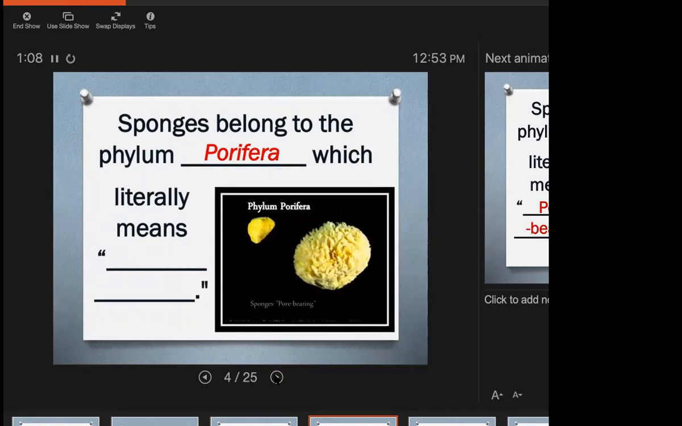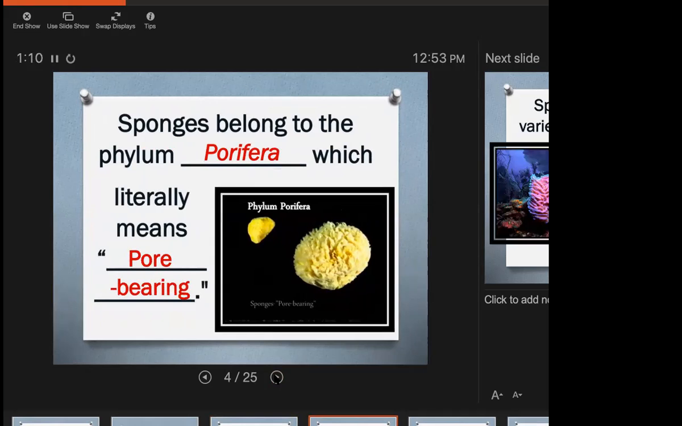So they belong to what we call the phylum Porifera, which literally means pore bearing or having pores. And these are really important to the ways in which sponges have evolved to survive. We think they may have been around for, well, some scientists will say a billion years, but certainly at least 500 to 700 million years on this planet. And they're still here today.